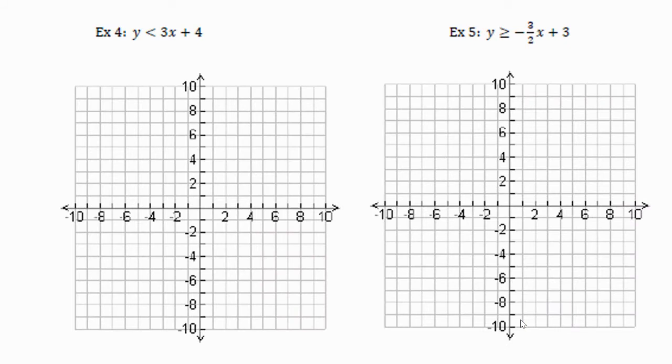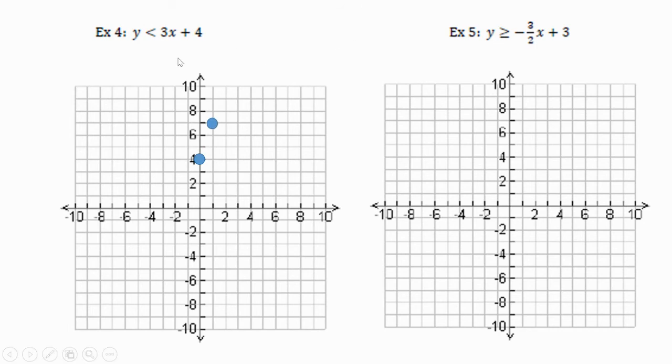Now let's practice graphing some inequalities. So this is in slope-intercept form. We have y by itself. So we're going to begin with the b, just like when we graphed equations. So I'm going to put a point on the y-intercept at 4. And then our slope is 3 over 1. So I'm going to go up 3 and to the right 1.